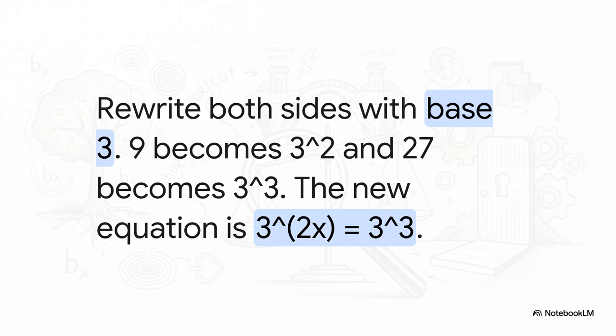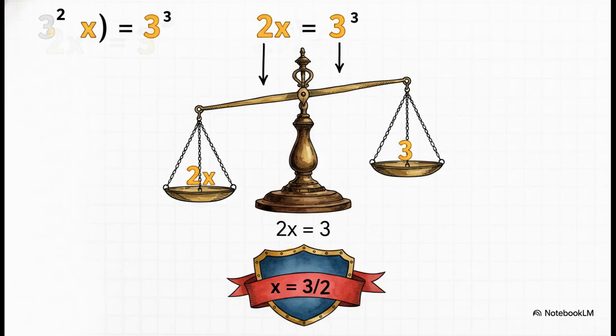So after we rewrite it, we've got a power raised to another power on the left side. And remember, when that happens, you multiply the exponents. That gives us 3 to the power of 2x. Perfect. The bases match. They're both 3. So let's set the exponents equal to each other. 2x equals 3. Just divide by 2, and we get our final answer, x equals 3/2. See? The same strategy works perfectly even when you have to tweak both sides of the equation.